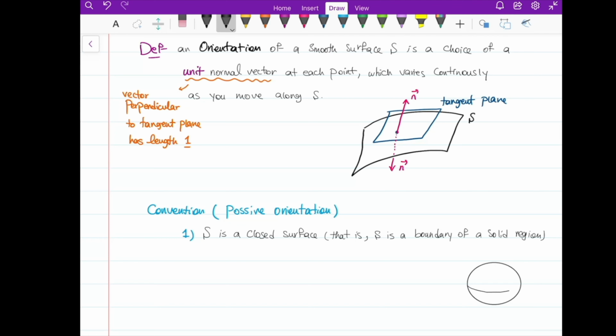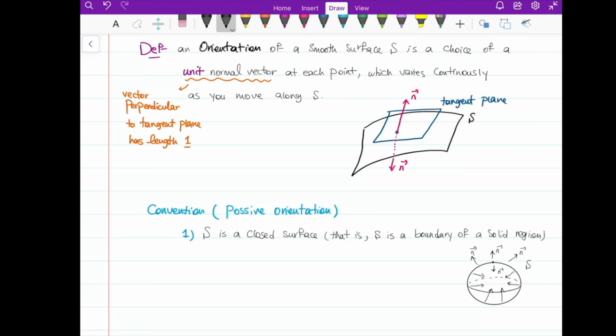Let me graph a good sphere for you. Okay, so this is our surface S, and as you see, at any point, for example at this point, we have two choices: to choose this one as our orientation or that one as our orientation. Some normal vectors are going inward to the center of our surface S, and some normal vectors are outward.